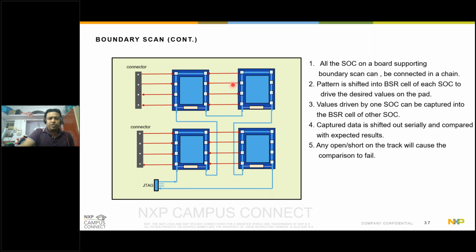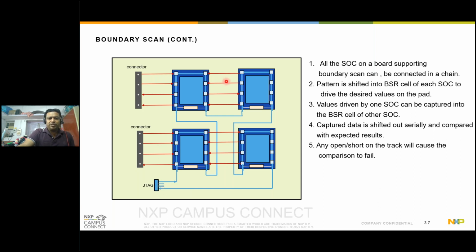So any response that is coming from one SOC to another can be captured, right? Once you have shifted in the desired pattern, you will capture the response coming from other SOCs. And once you have captured the response, you can again shift out the data serially. Then in this JTAG controller, you can compare that serial shift data with the expected response.